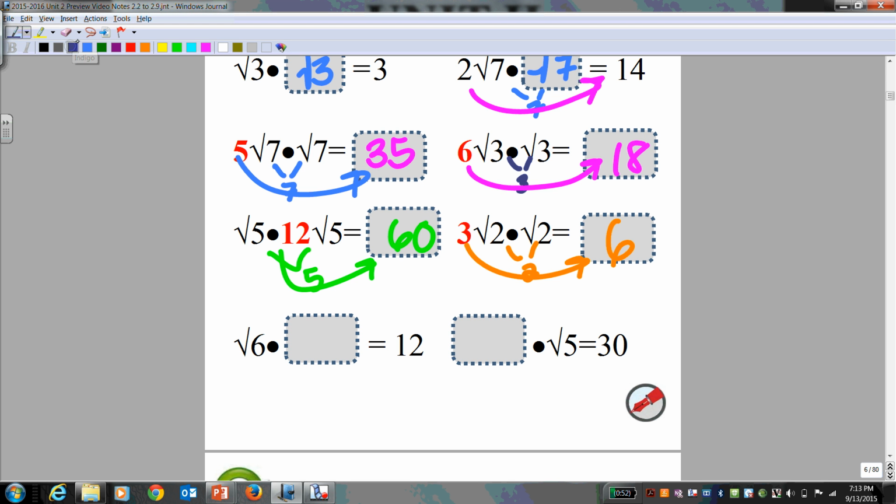Sometimes you have to do what you know you need. We need at least a root 6 here to get rid of the radical. Root 6 times root 6 is 6. And you ask yourself, what else do you need in order to get 12? And that would be 2. So inside this box is 2 root 6. Yes, that's actually a singular number there. And this last one is going to be 6 root 5.